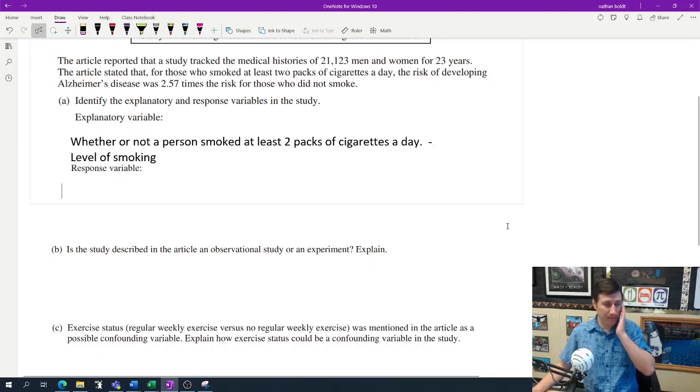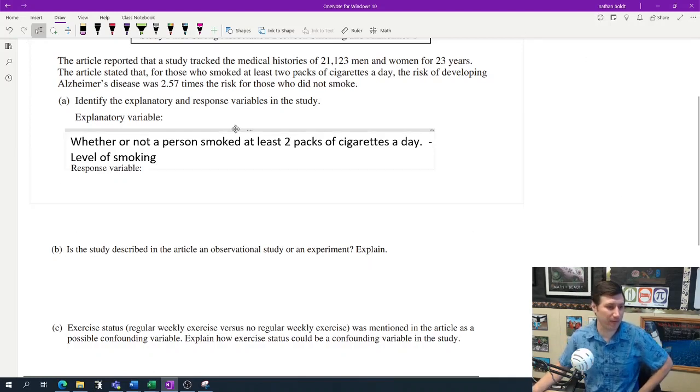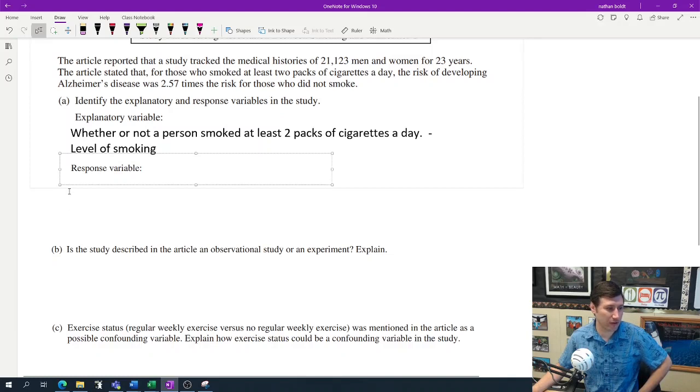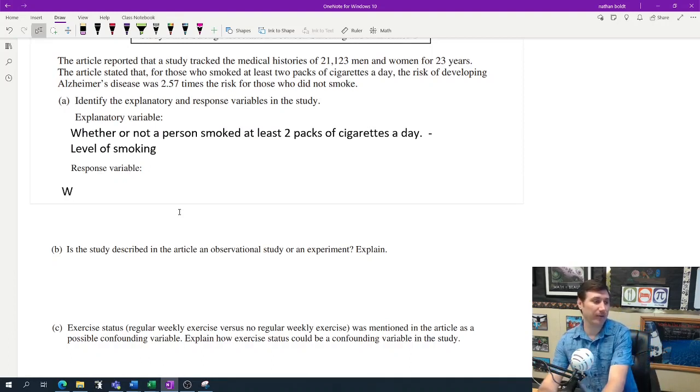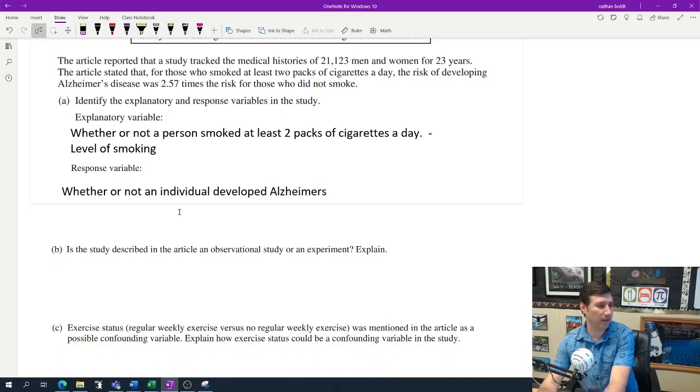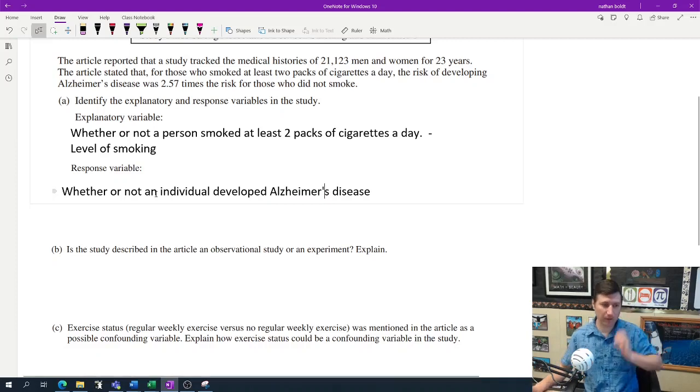All right, our response variable. What's our response variable? Well, that's the other question we are asking them. The first question was, hey, how much do you smoke? The next, it's not really a question, but the next thing we looked at was whether or not they developed Alzheimer's. So I think I spelled that right. All right, that's our response variable.